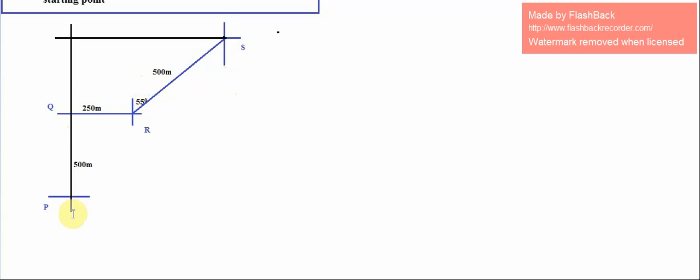Now this distance, we already know one part. We know P up to Q. What is left for us to calculate for is this short distance. So we'll have to do some projections. Now I will draw another line here. I will extend this line, and I will extend this line down.